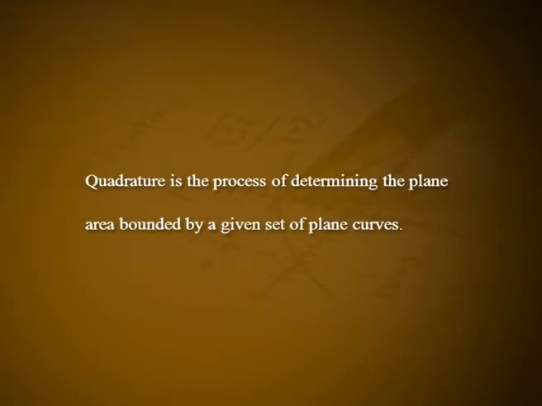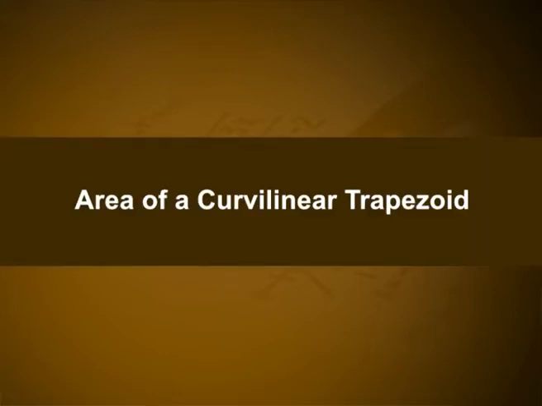Quadrature. Quadrature is the process of determining the plane area bounded by a given set of plane curves. Area of a curvilinear trapezoid. Suppose y = f(x) is a function defined on the closed interval [a, b], and assume that f(x) ≥ 0. Then the area of the curvilinear trapezoid MLQN, bounded by the given curve y = f(x), the x axis and the two ordinates, that is, the straight lines x = a and x = b, is numerically equal to the definite integral A = ∫ from a to b f(x) dx.